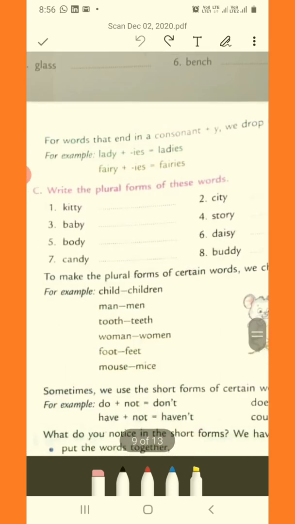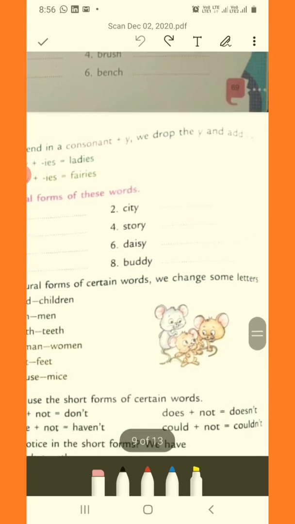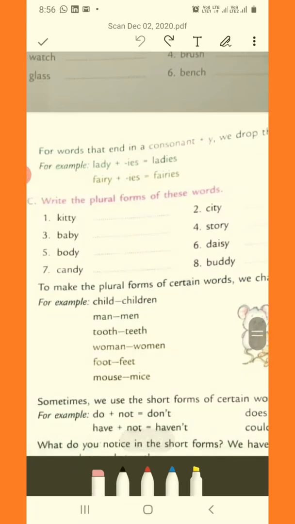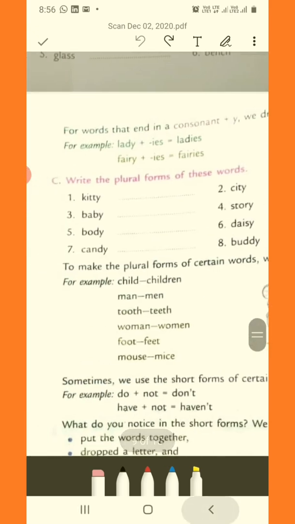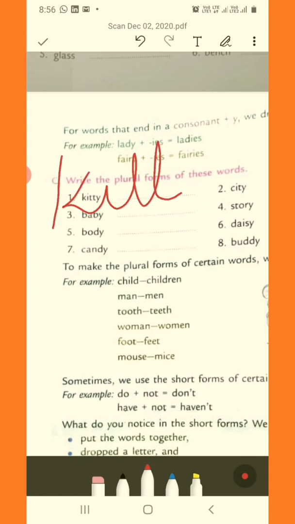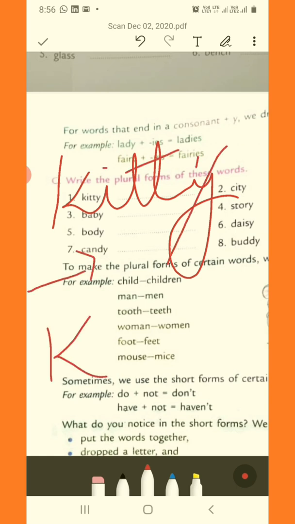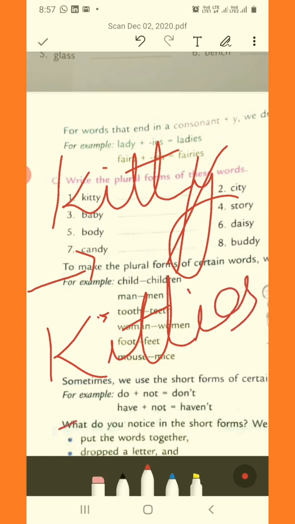So see, for words that end in a consonant plus y, we drop the y and add ies. Okay. For example, kitty. Kitty's plural will be what? I'll tell you. Kitty. See, it ends with y, right? If you want to make it plural, what will it be? You will drop y. What do you have? You have kitt. Now is it plural? No. You have to add ies, so it becomes plural that way.